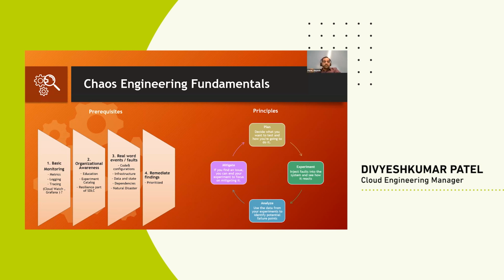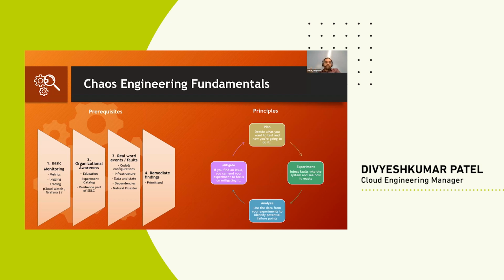So organizational awareness is required. We need to educate the teams. And also, when we want to do chaos engineering, it's not a one-team effort. Multiple teams need to be involved: your application stakeholders, your testing teams, your SRE teams, your cloud teams. So it's a multiple-team effort. Organizational awareness is important for chaos testing.